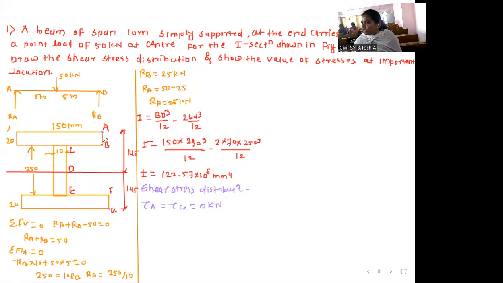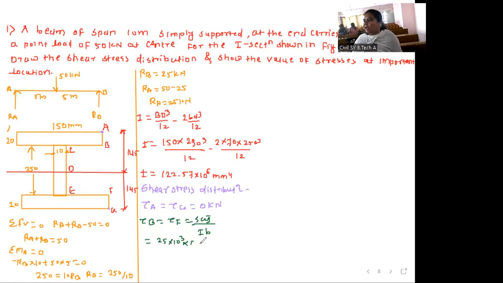Now we will calculate shear stress at B, which is equal to shear stress at F. So shear stress tau B is equal to tau F. The formula is S A Y bar divided by I b. So S is the shear force, which we have already calculated. The shear force is in kilonewton, so we will convert it into Newton. So 25 into 10 raised to 3.